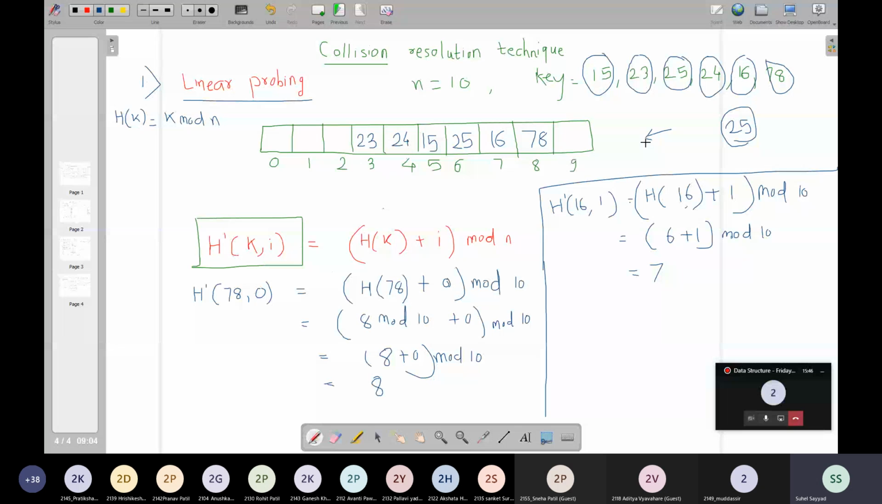So I hope all of you have understood this example of linear probing. Shall we move ahead with the second type of collision resolution technique today?